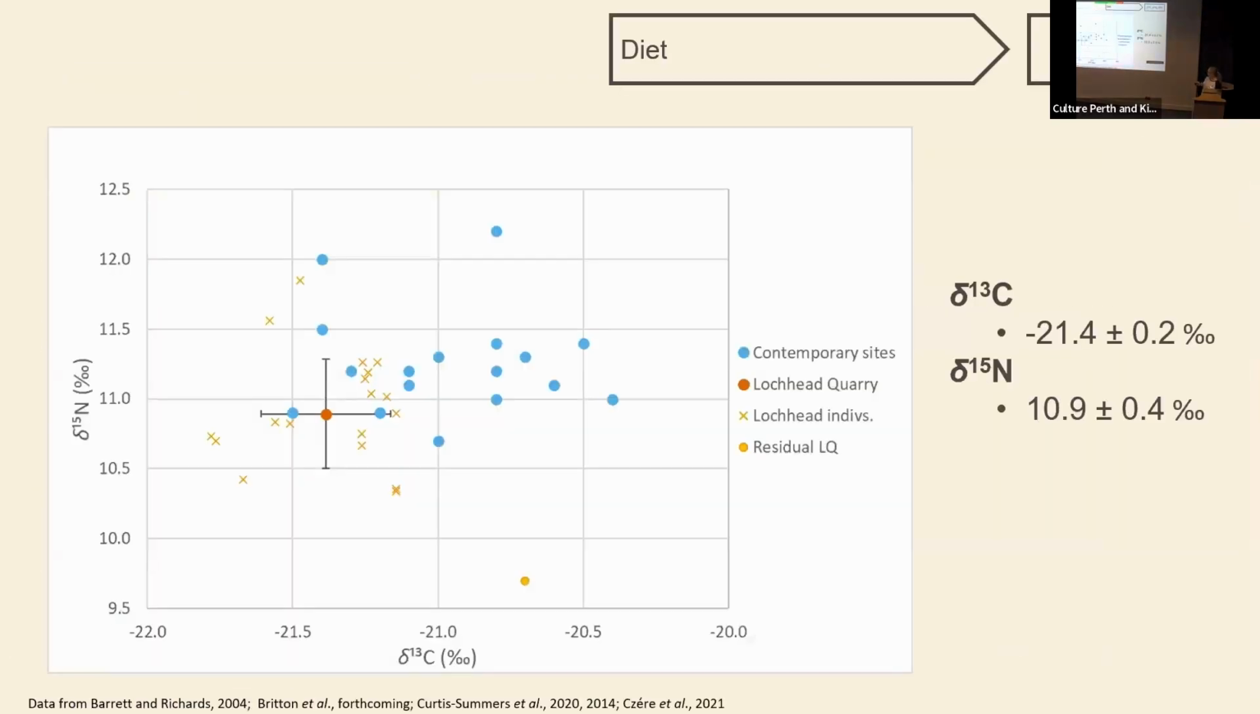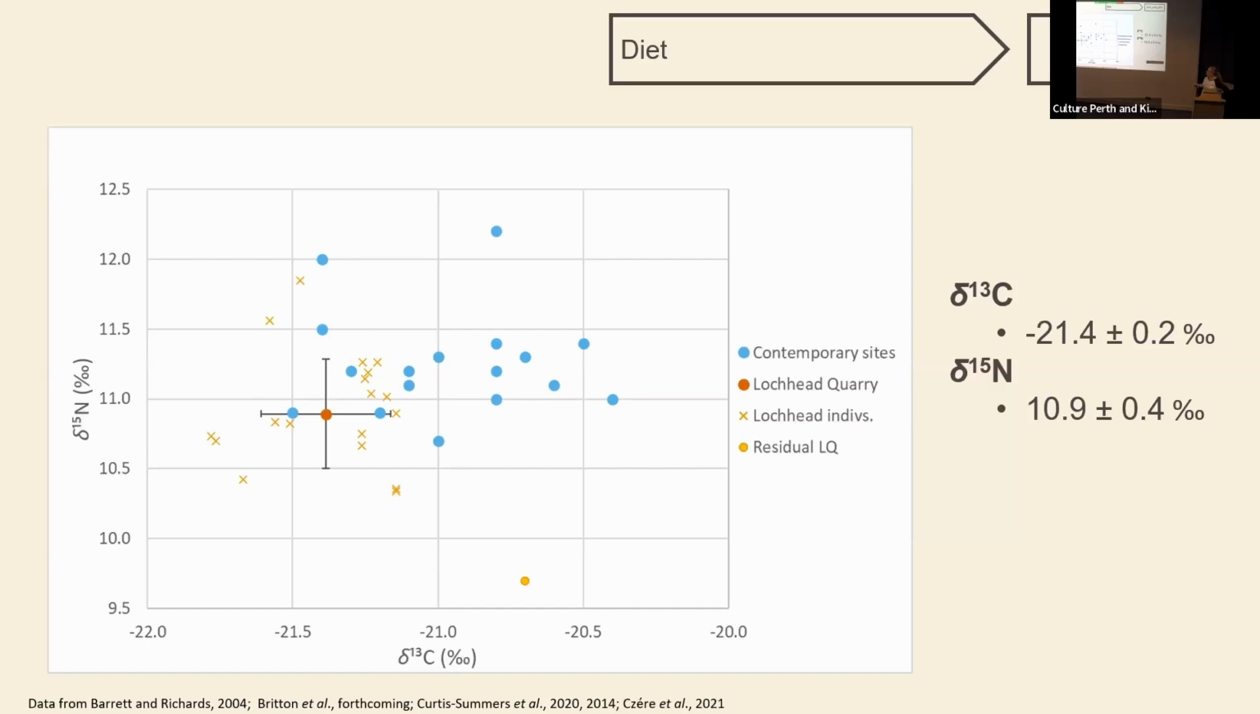In terms of the diet, this is a plot. All these little crosses here are individuals from Lochhead, and the blue is individuals from other sites across Pictland, and this is just the mean. This is one of the reasons we were originally drawn to the site: this is what we got from the radiocarbon dates for carbon and nitrogen, which can be a little bit dodgy. This is very low, so we wanted to retest them. And as you can see, they fall fairly similar to most other contemporary Pictish individuals. So they're eating a diet probably of things like sheep and goat.